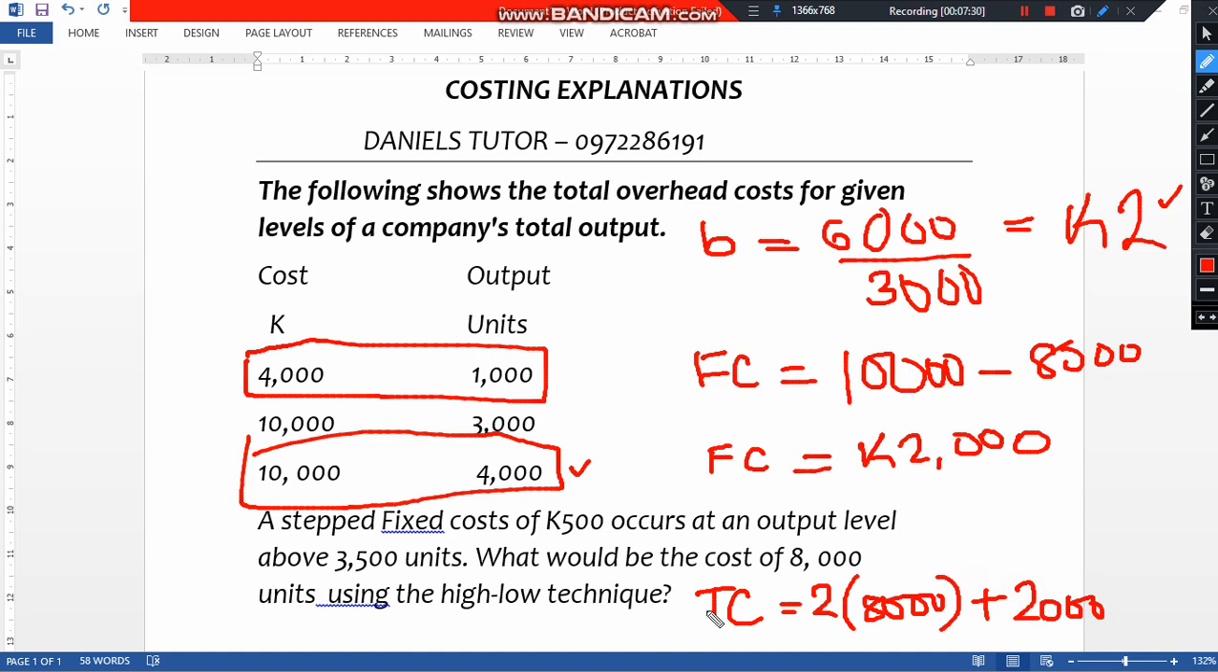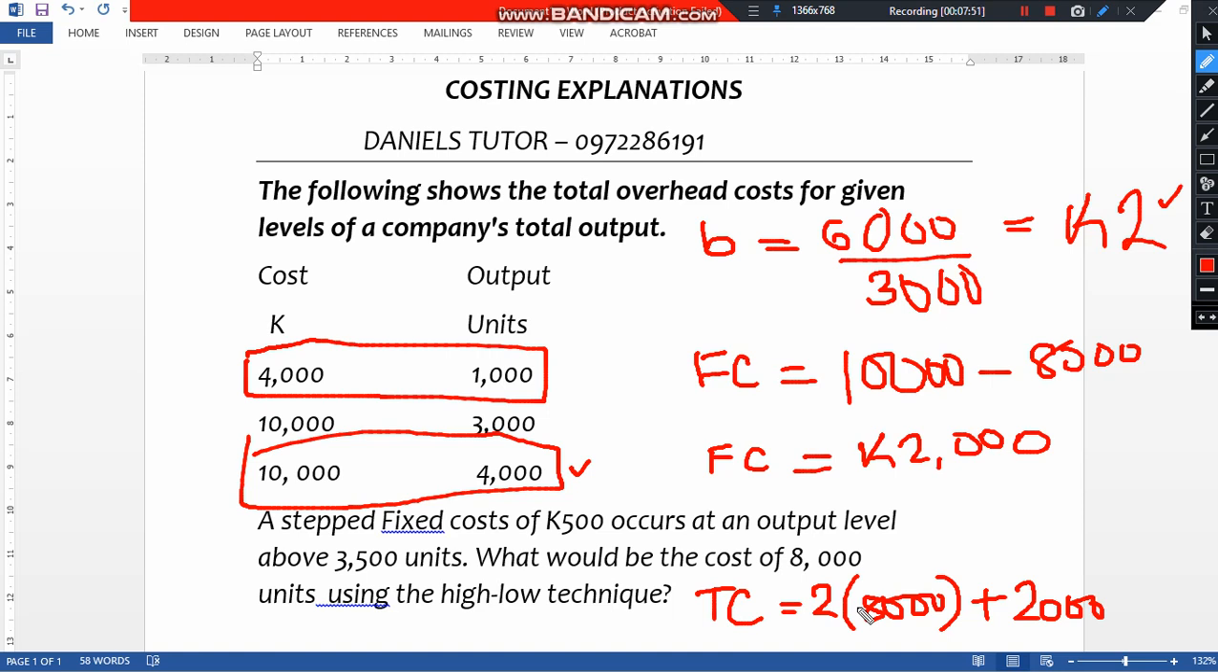There are videos that explain the high-low method properly. I'm explaining because I believe you guys have ideas, although this is the entire procedure. So total cost is variable cost for one unit times the total units. Total units are 8,000 here. That's the variable cost, then plus fixed cost.